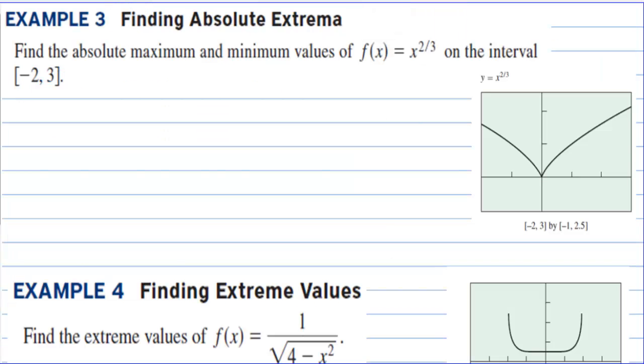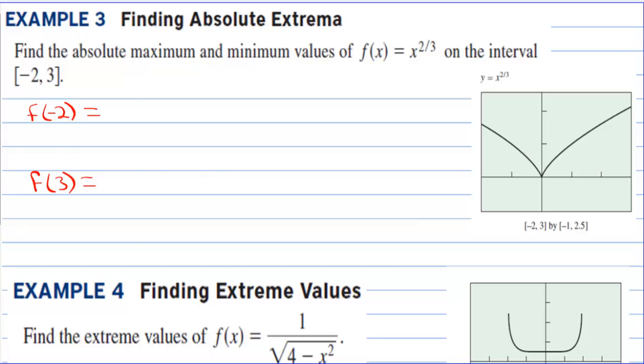Finding absolute extrema. Find the absolute maximum and minimum values of f of x equals x to the 2/3 on the interval -2 to 3. We need to find out, well, first of all, we're going to check a value at negative 2 at the left endpoint, and we will check values at the right endpoint. But we want to find out, are there any x values in between that are critical points? In other words, possible mins or maxes.